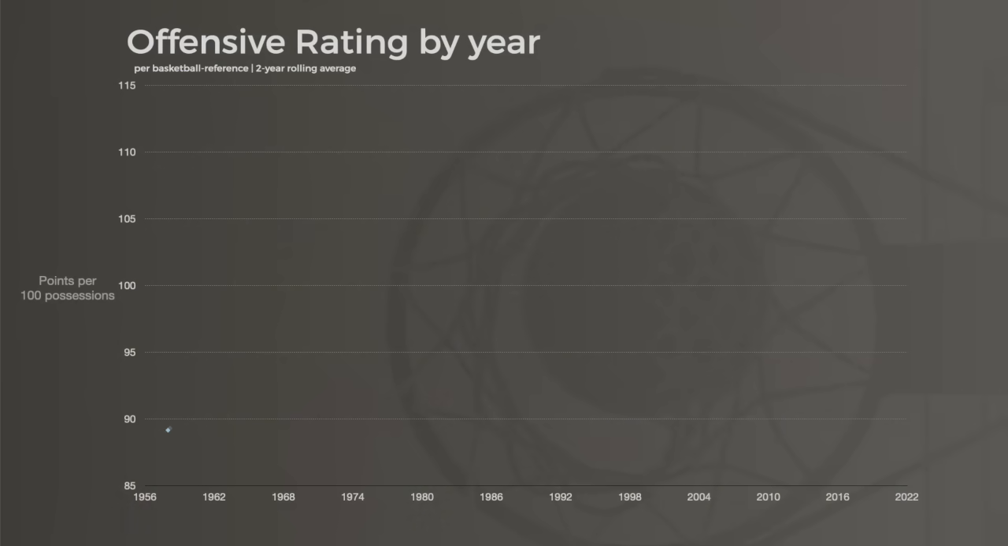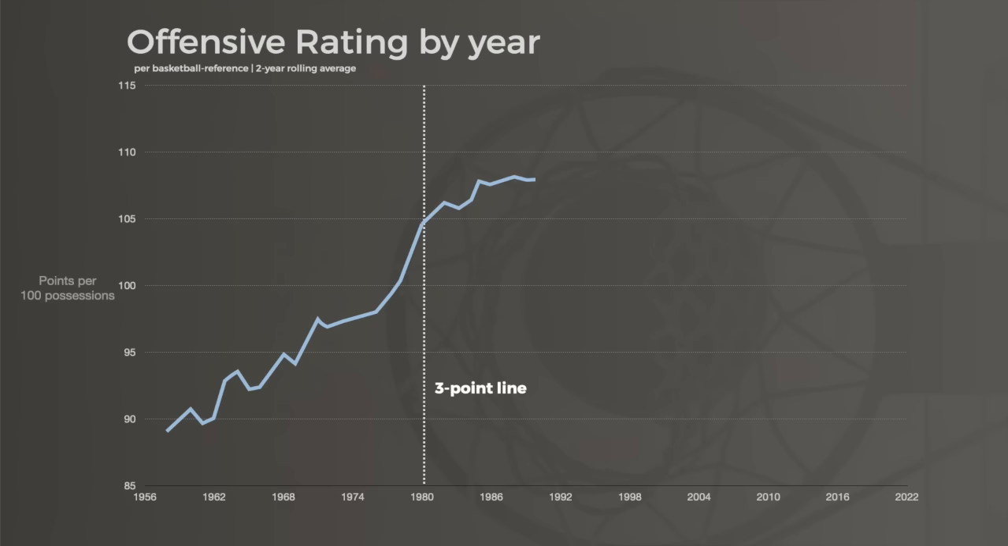League-wide offensive efficiency steadily improved in the 1960s and 70s until the implementation of the three-point line in 1980, where efficiency leveled off for about 2 decades before defenses pushed it back down at the turn of the century. We'll talk about why in a second. In the 2000s, offenses improved again, and in the last 5 years, we've seen an offensive explosion.